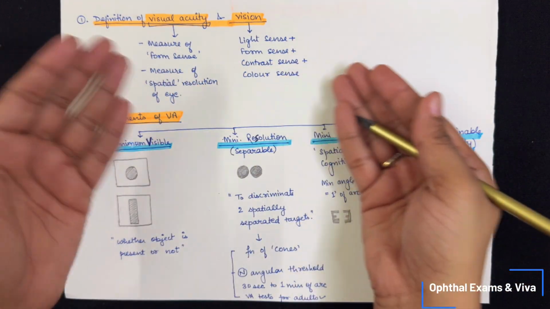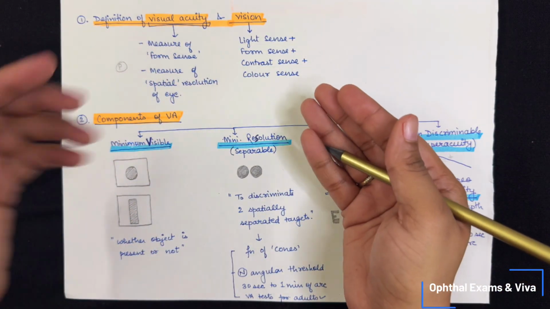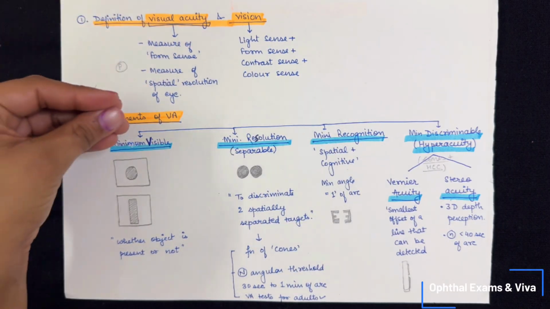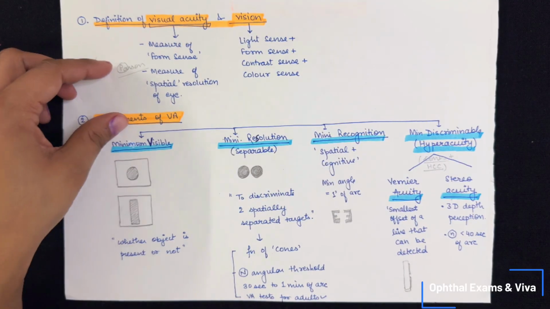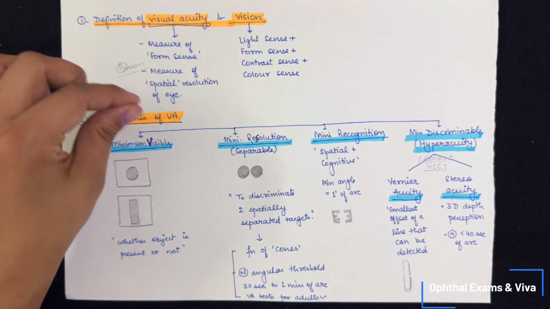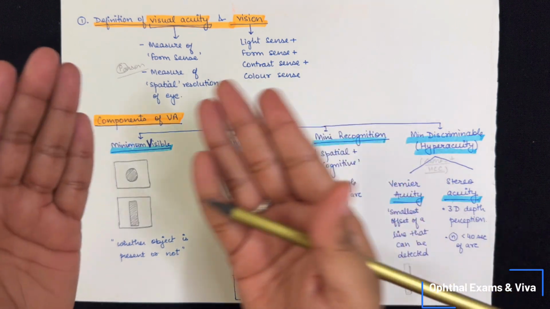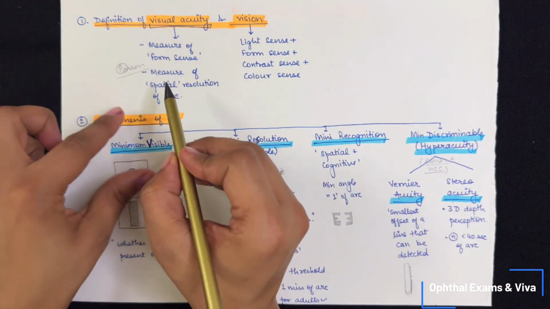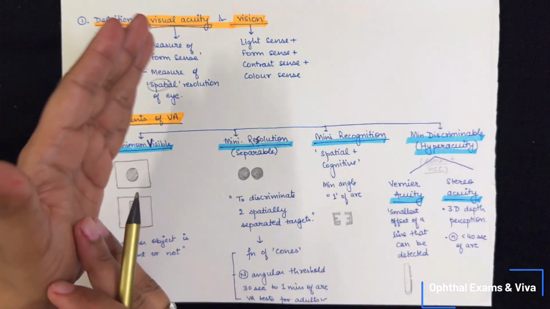So vision is what? It's a combination of all these: light sense, form sense, contrast sense, and color sense. Whereas visual acuity is mainly a measure of form sense or spatial resolution of eye. Now this has been mentioned in past sense that visual acuity is a measure of spatial resolution of eye. So spatial resolution is nothing but the ability of visual system to resolve 2 points separated in a space as distinct objects. So that is visual acuity.